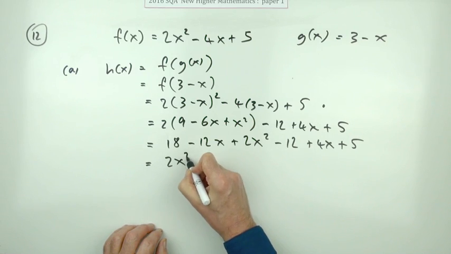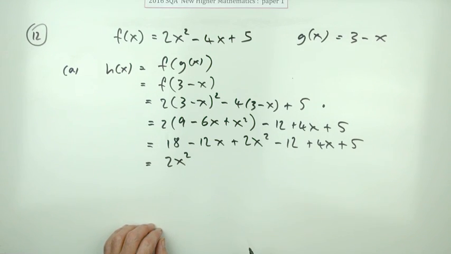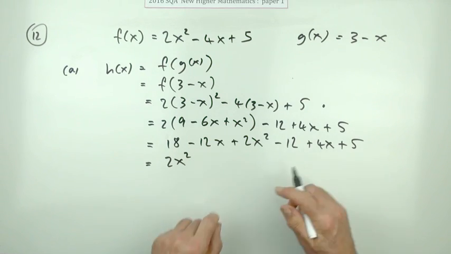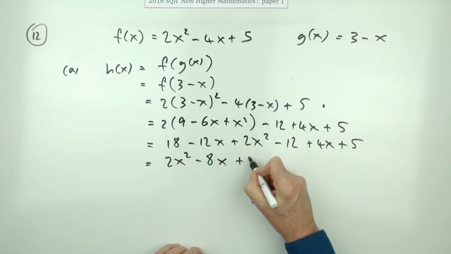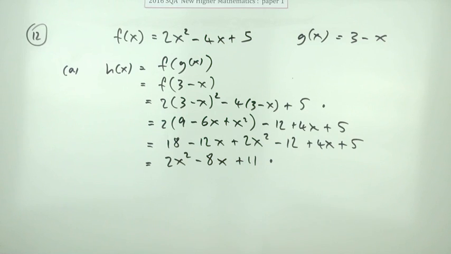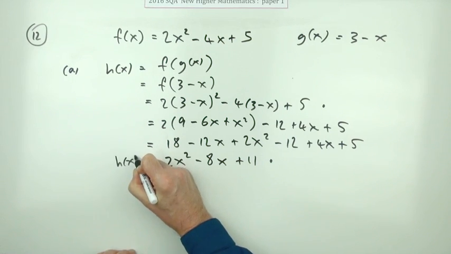Then, put it in the required order, 2x squared minus 8x plus 11. Now you get the second mark for h of x.